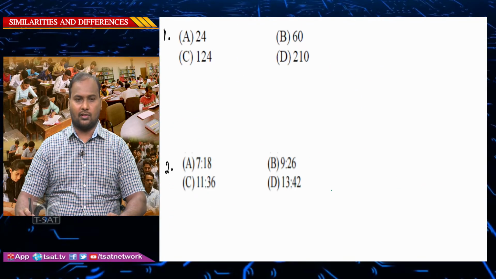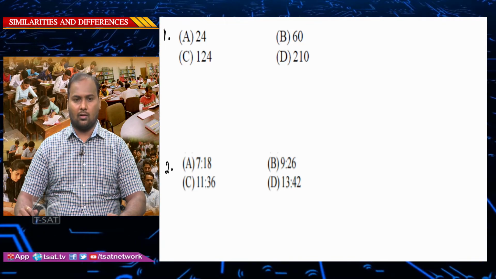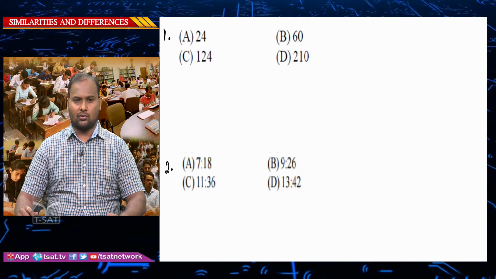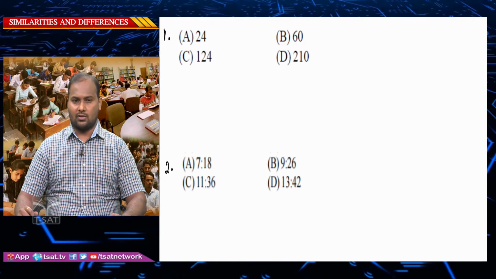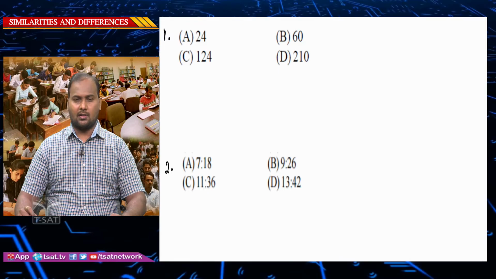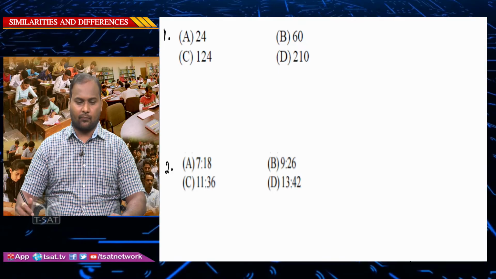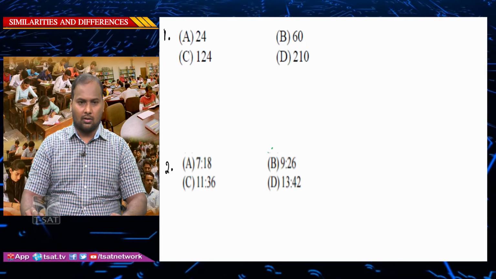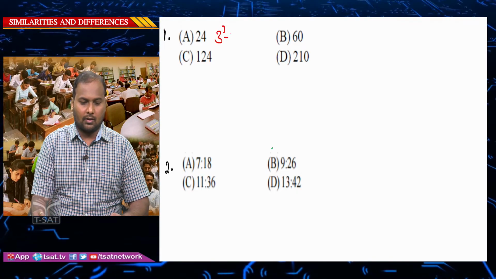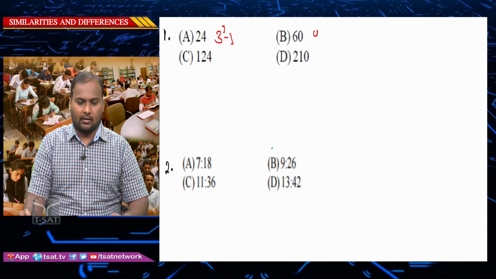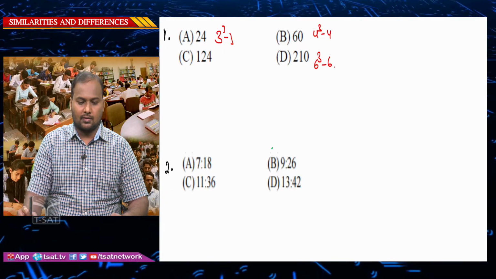For example, if you see this question, the numbers are 24, 60, 124 and 210. The moment you see this question, the student should recognize the range of the numbers. For example, if you see 24, 60, 124, 210, the numbers are in the range of cubes directly. So immediately the logic that you need to apply is cubes. I can write 24 like 3 cube minus 3, and 60 I can write like 4 cube minus 4, and 210 I can write like 6 cube minus 6.